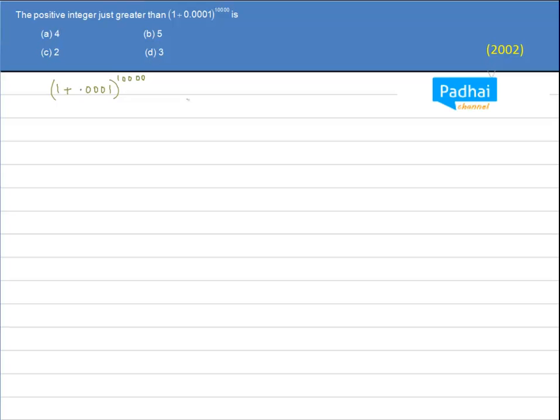Let's see the power basically, what is the expression that we have? This is of this sort, where here n is equal to 10,000 and x is equal to 0.0001. If you see properly, x is equal to 1 by n, because x is 1 by 10,000, as it has 4 decimals. So basically this expression is of the sort (1 plus 1 by n) raised to power n, where n is equal to 10,000.